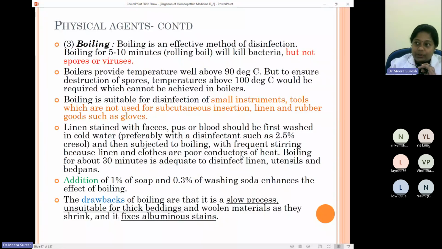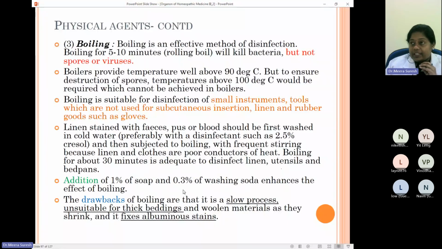But yes, this continuous stirring is so that the heat will be uniformly spread, because the linen is not going to conduct the heat. They are poor conductors of it. So the frequent stirring is actually required. Boiling for about 30 minutes is adequate to disinfect linen, utensils, and also bedpans. Addition of 1 percent soap and 0.3 percent washing soda can enhance the effect of boiling.